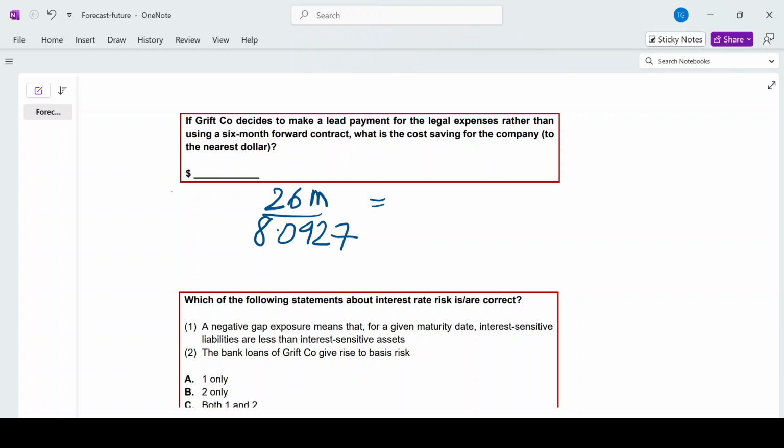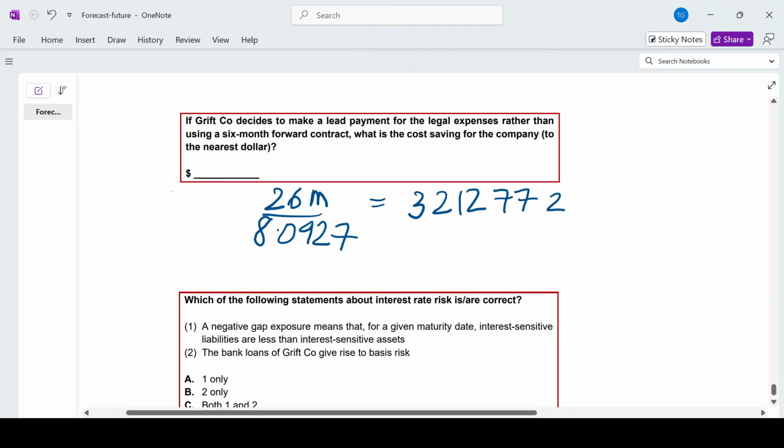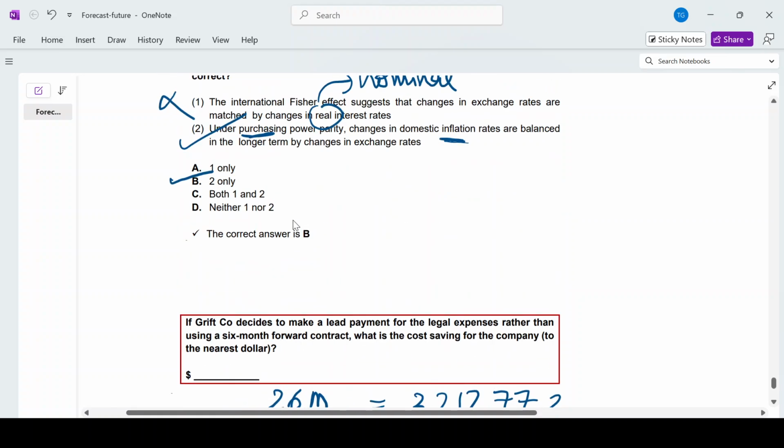If we work this out numerically, 26 divided by 8.0927 gives me 3212772. This is the value that I'll have to pay if I make the payment today. Now what happens to my cost if I pay this after 6 months? If I pay after 6 months, I'm going to use a forward contract.